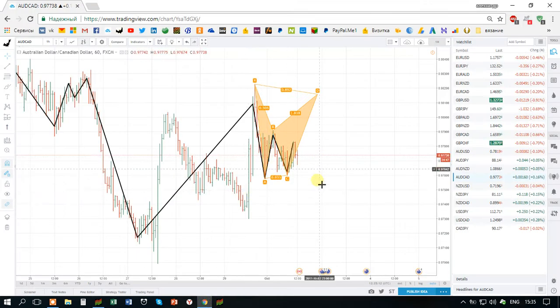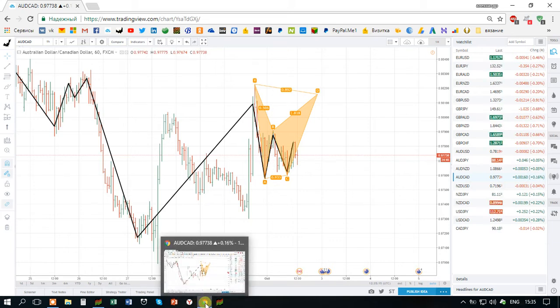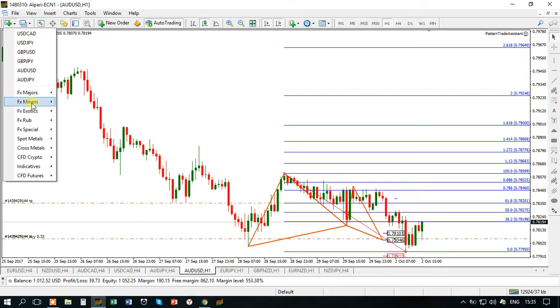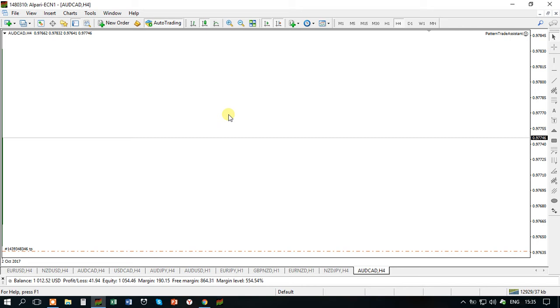I've been looking at Trading View. I was not doing anything. Everything was done by Pattern Trade Assistant. Okay, Aussie Canadian, let me draw this opportunity. Minus Aussie Canadian.